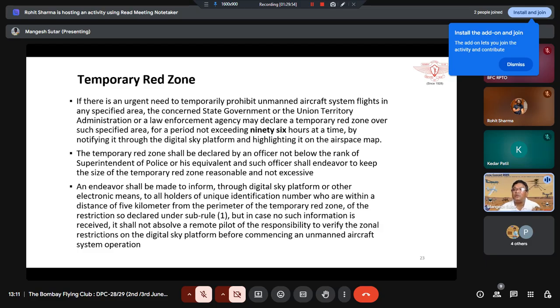It is the complete responsibility of the remote pilot to verify the zonal restriction on the Digital Sky platform before commencing unmanned aircraft system operations. That means, at the end of the day, it is the remote pilot's responsibility to verify whether the flying location is under any kind of zonal restriction or temporary red zone. In that case, he is not allowed to fly a drone in those locations unless those restrictions have been removed or he has an authorization for that. Clear on the temporary red zone?